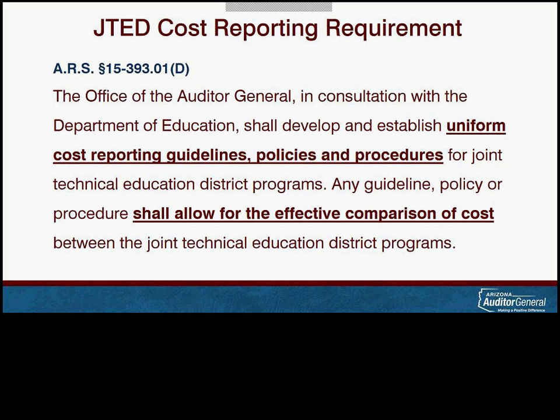So where did this come from? Well, during the 2016 legislative session, the legislature restored $29 million of JTED funding that was going to be cut. But along with the restoration of the funding, the legislature changed Arizona Revised Statute Sections 15-393 and 15-393.01 to require our office and the Arizona Department of Education to develop and establish uniform cost reporting guidelines for JTED programs. Specifically, these guidelines, policies, and procedures must allow for the effective comparison of costs between JTED programs.